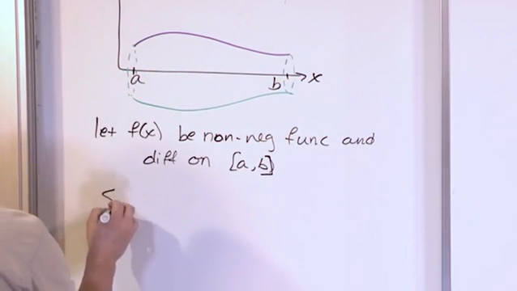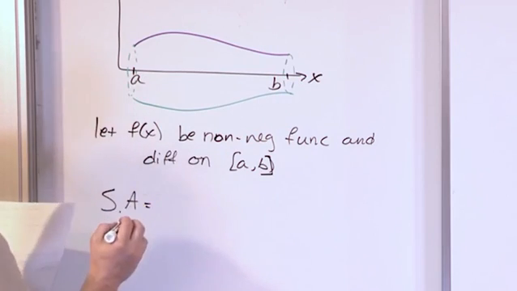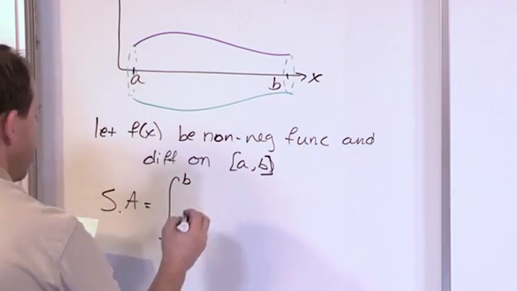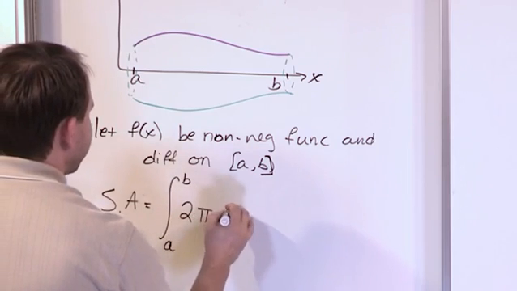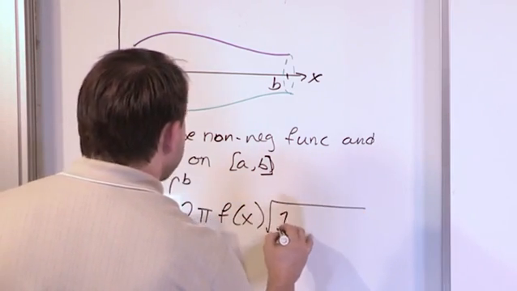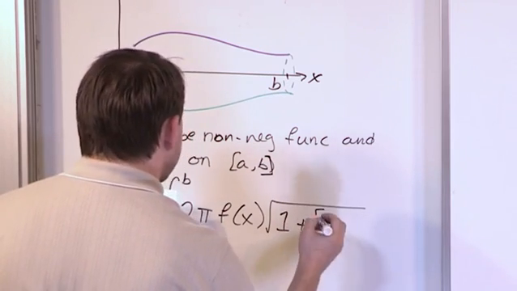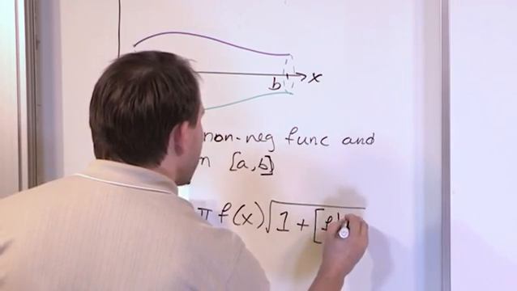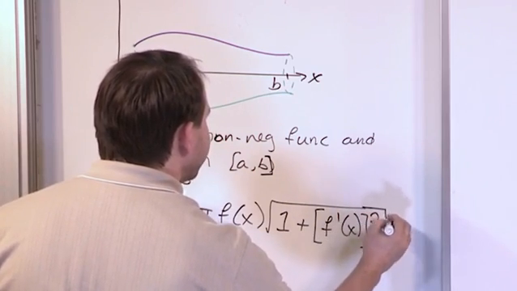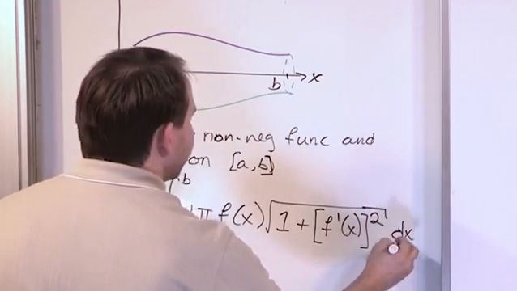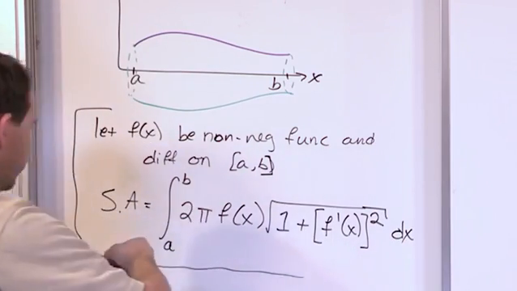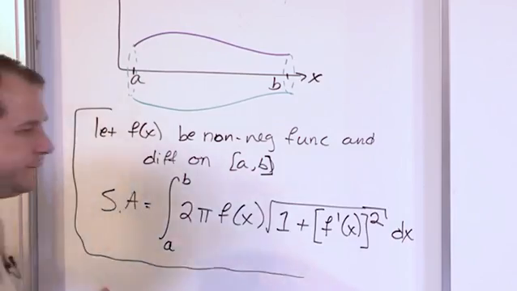Then the surface area, SA, I'm going to call the surface area, is going to be the integral, you might guess, from a to b, of 2 times pi times f of x times the square root of 1 plus, now watch carefully what's inside of here, f prime of x, close the bracket, square it, all this is under the square root, dx.